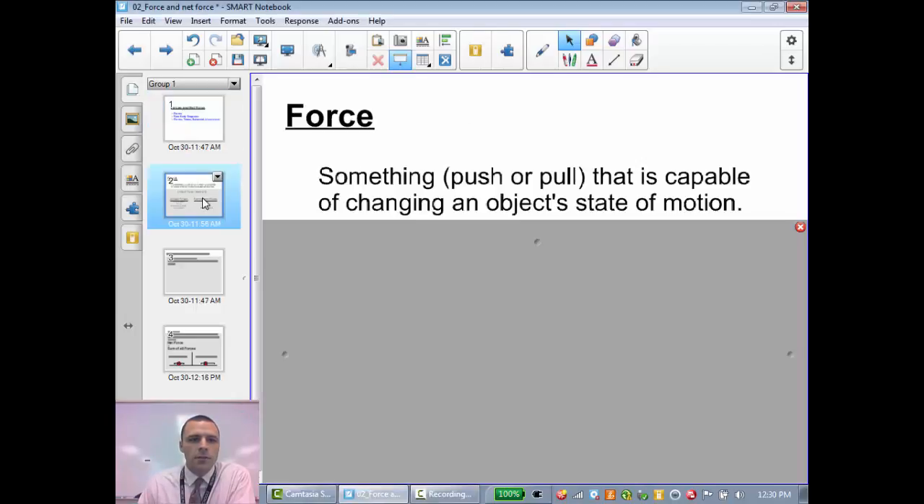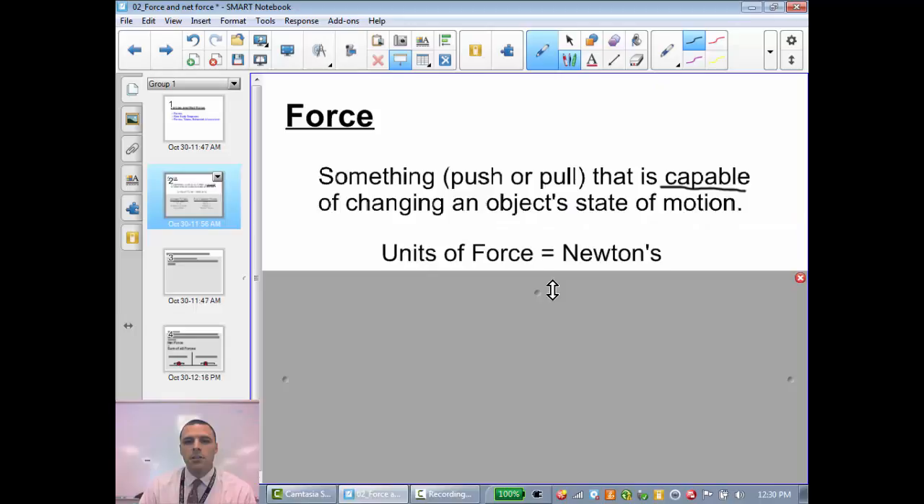So to start off, a force we will define as just something, a push or a pull, that is capable of changing an object's state of motion. So something that can cause an object to change its motion. It doesn't mean it's going to change its motion, but it has the capability to do that. The units for force in physics are newtons, and that's symbolized by a capital N. So anytime you hear 5 newtons or 10 newtons, we're referring to a force.